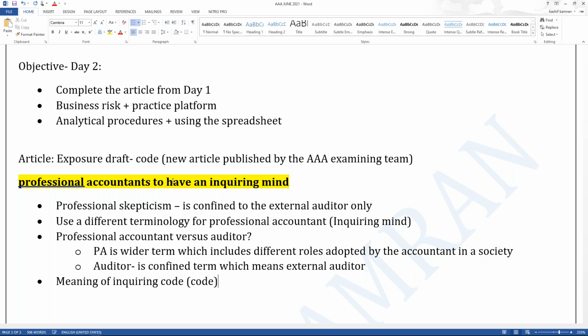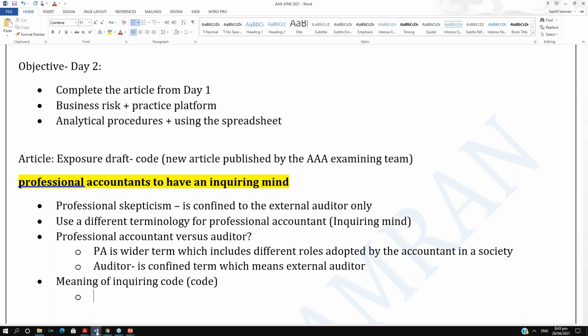No, the code is for the auditor as well as for the professional accountant. This is a code of conduct. If you read the full title, Gokul, it is the code of conduct for professional accountants. So it's not just a code for an auditor, right? It's a code of conduct for professional accountants, everyone who is associated with an accountancy profession. So let's find the meaning of the term inquiring mind.